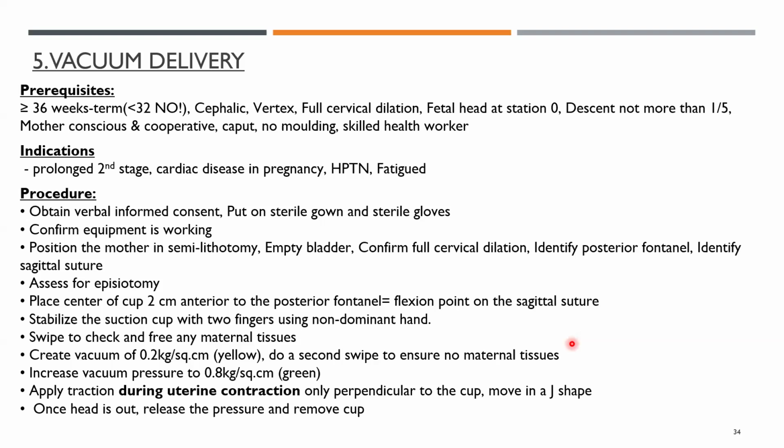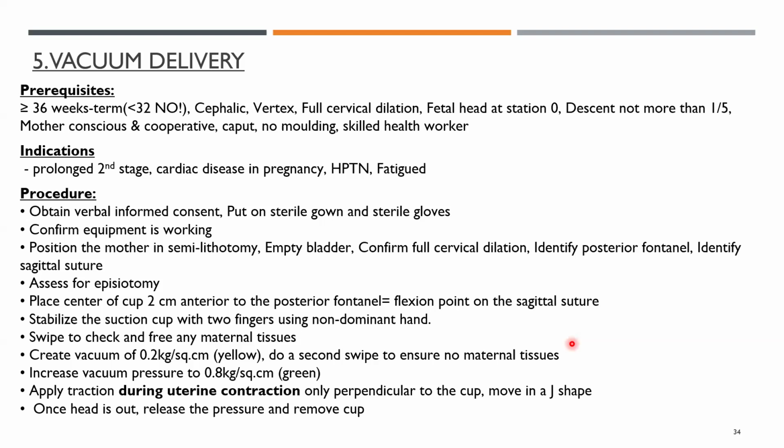At a point that is known as the flexion point. What is the flexion point? It is 2 centimeters anterior to the posterior fontanelle. So 2 centimeters anterior to the posterior fontanelle is referred to as the flexion point. And you put this along the sagittal suture.